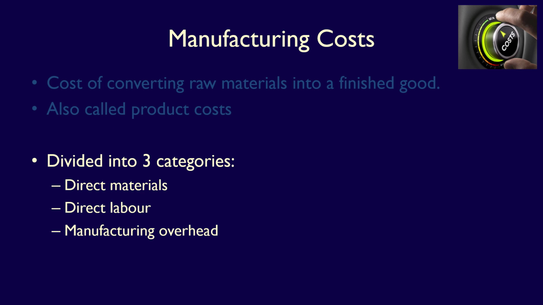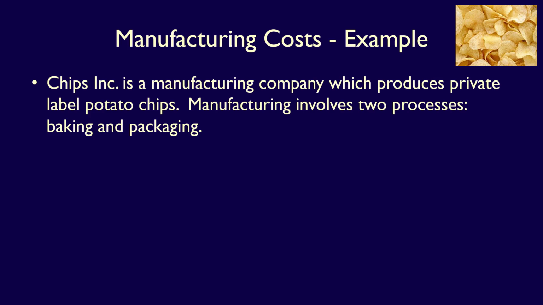It's important to not only understand the manufacturing costs, but also understand how they flow through the organization and that organization's accounting records. The best way to understand this is to use a step-by-step example. Chips Inc. is a manufacturing company which produces private label potato chips. Manufacturing consists of two processes, baking and packaging. In the baking department, the raw materials, such as potatoes and oil, are used to bake the chips. In the packaging department, the chips are placed in bags and then packaged into boxes for shipping.